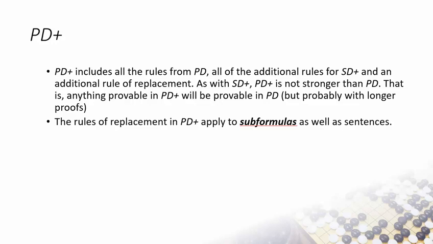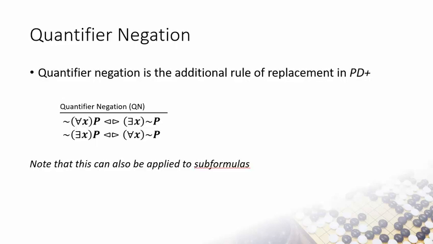It's not stronger than PD, which means that anything that's derivable in PD+ is going to be derivable in PD. Merely that the derivations may be longer in PD than they would have been in PD+. Importantly, this rule of replacement applies to subformulas as well as sentences, so you don't have to isolate things to be able to use this rule of replacement.